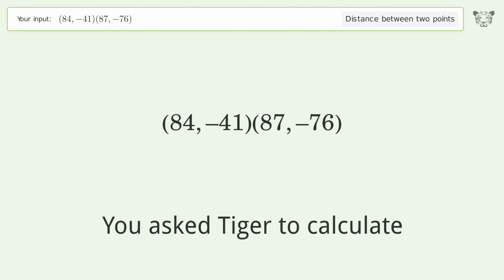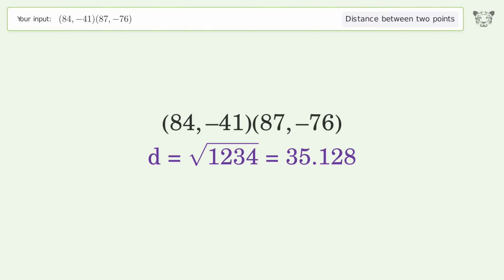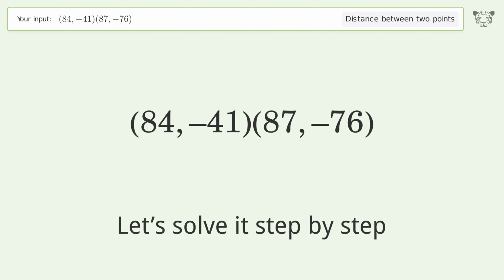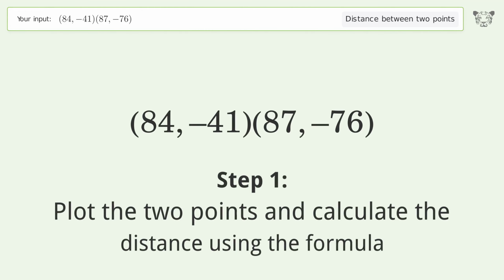You ask Tiger to calculate the distance between 2 points. The distance between the 2 points is the square root of 1234, or 35.128. Let's solve it step by step. Plot the 2 points and calculate the distance using the formula.